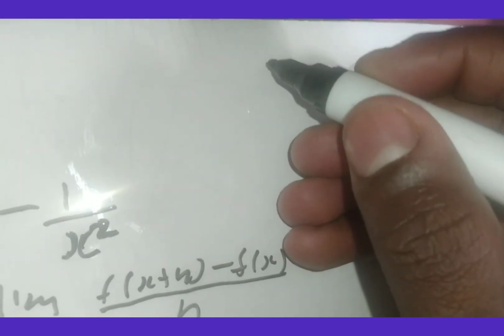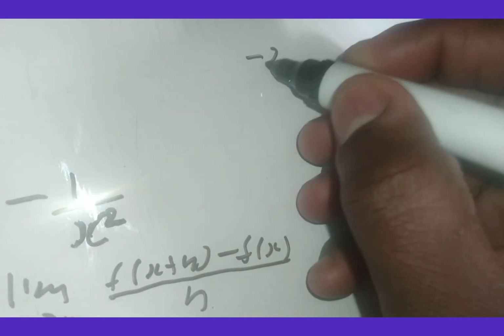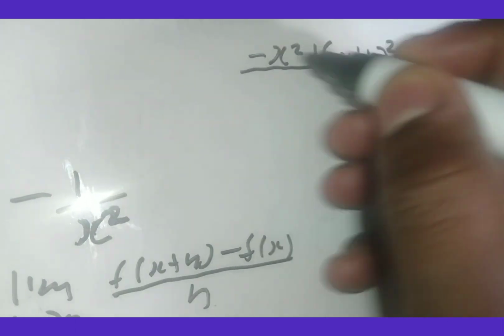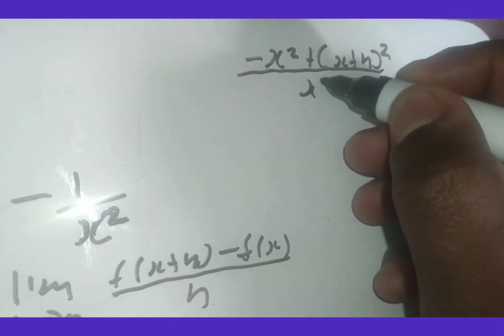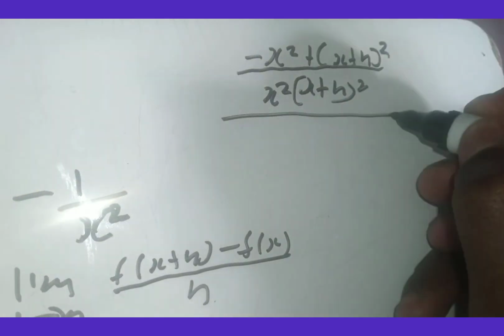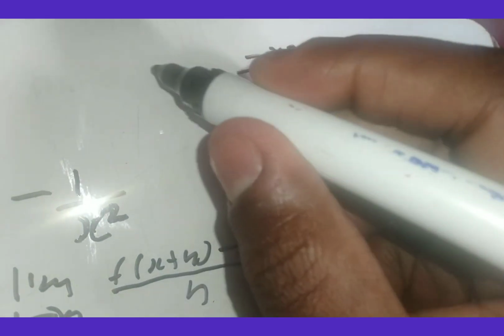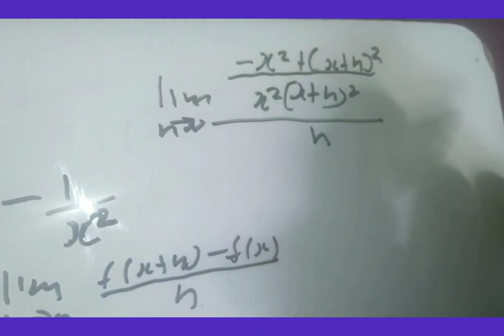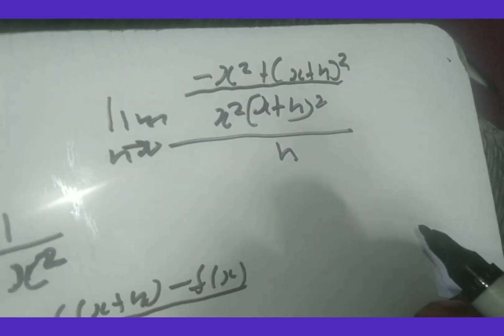Let me just rewrite what was left before. It was minus x squared plus (x plus h) all squared. Then we had x squared, then we had all over h. So the limit as h tends towards 0, right? We have to have it. So what do we do here?